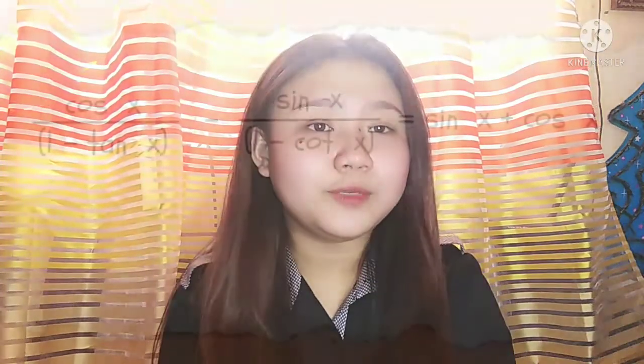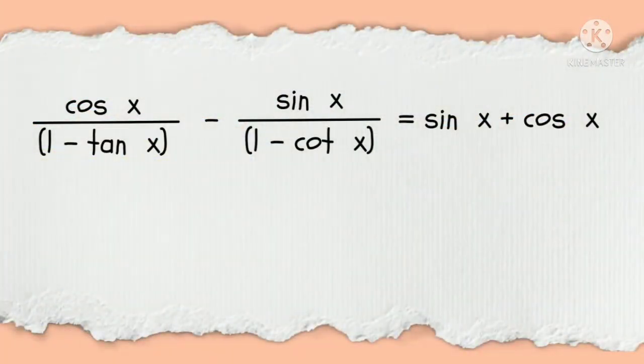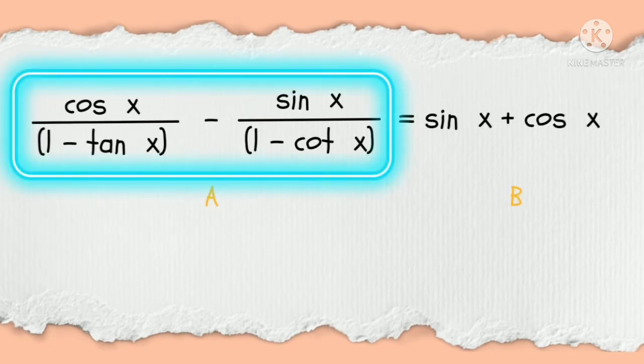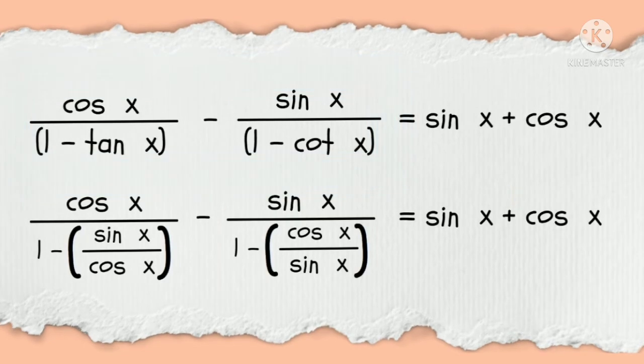And for our last problem, we have cosine theta over 1 minus tangent theta minus sine theta over 1 minus cotangent theta is equal to sine theta plus cosine theta. Now, to solve this, let's use the left side since it is the much more complicated side. Let's focus on the denominator first. We can see that we can turn the tangent theta into sine theta over cosine theta, while we can change the cotangent theta into cosine theta over sine theta.